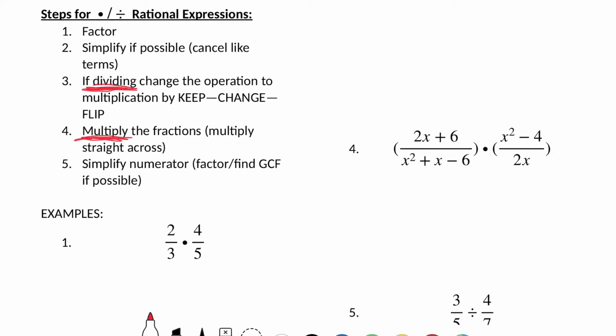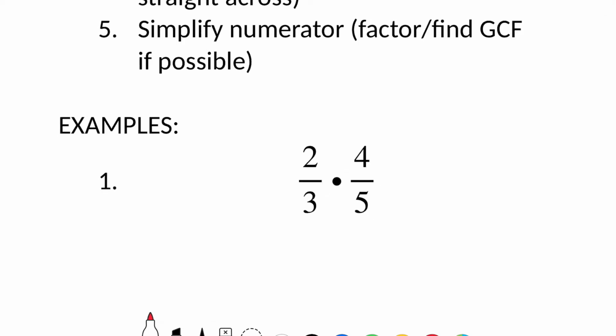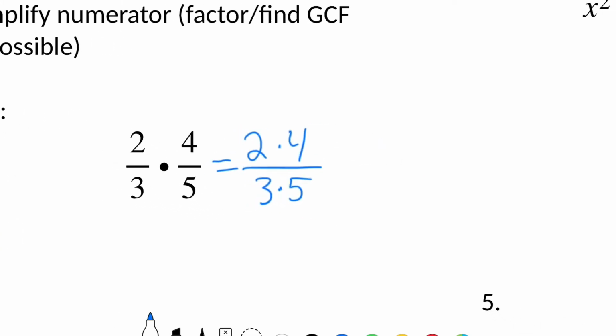Okay, so let's do an example. For number 1, we have multiplication in between, so we are multiplying straight across. So 2 times 4 and 3 times 5. So to simplify, 2 times 4 is 8, 3 times 5 is 15. You have to ask yourself, can we simplify 8 over 15? No. So that is our answer. We did not put it in a decimal form. That is just our answer.